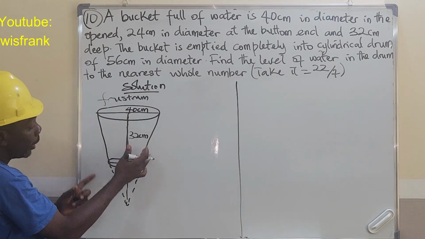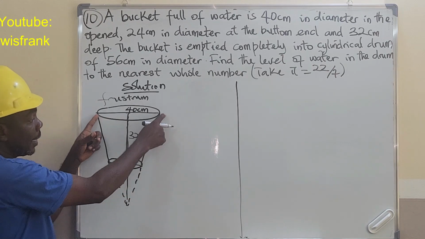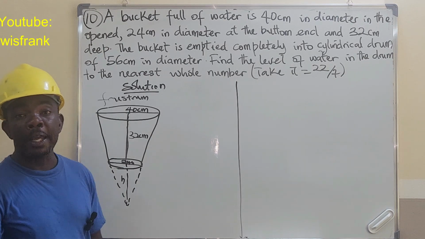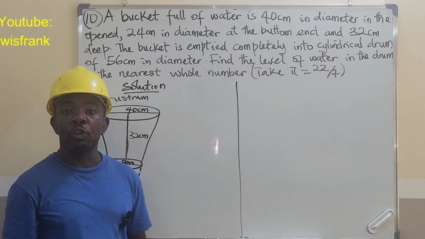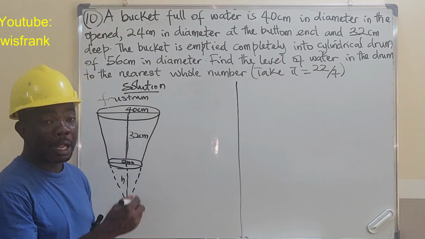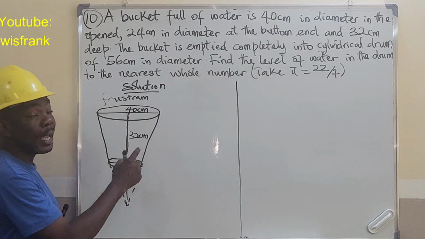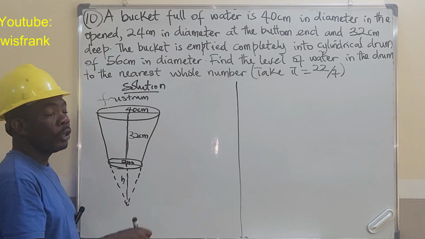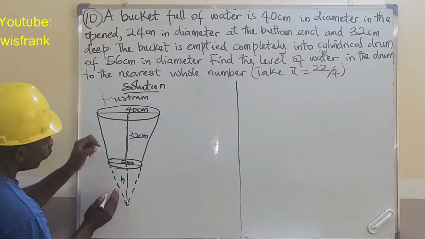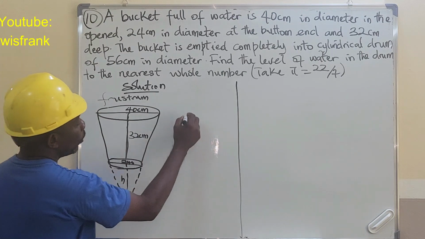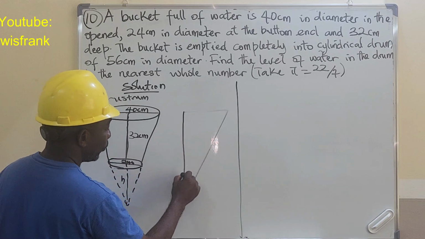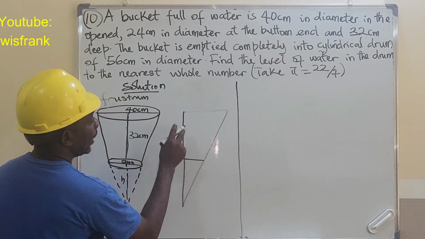So now we see that in this figure there is a bigger cone and also a smaller cone. What we are going to do is find the volume of the bigger cone and also the volume of the smaller cone. Then we subtract the volume of the smaller cone from the volume of the bigger cone so that we will be able to find the height of the water that was poured into the cylindrical drum. From this diagram, if you divide it into two, you are going to have a figure like a triangle.